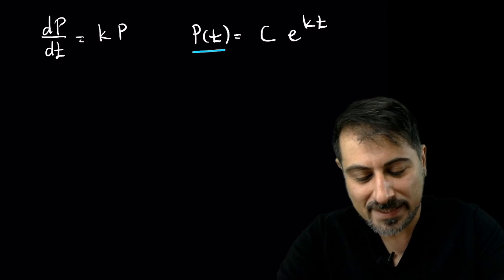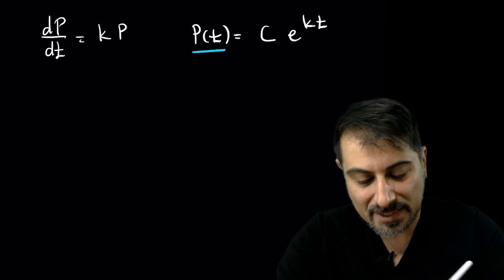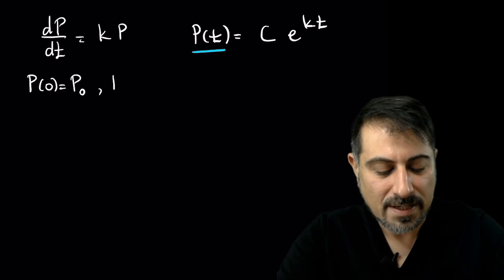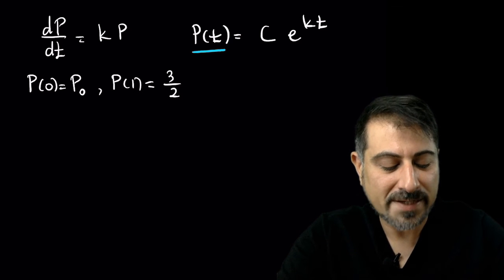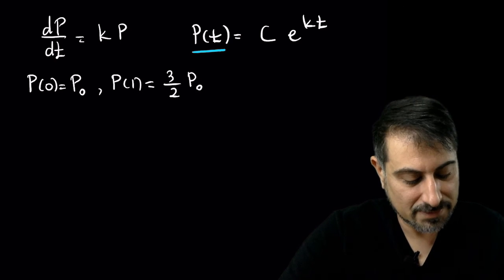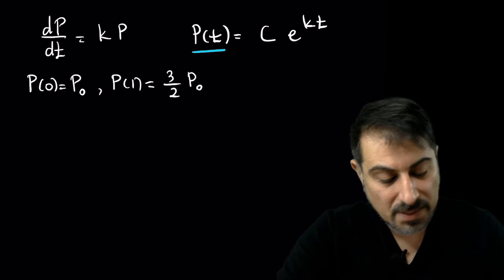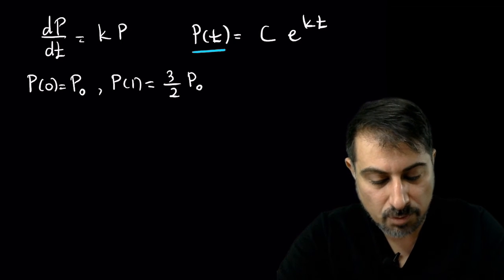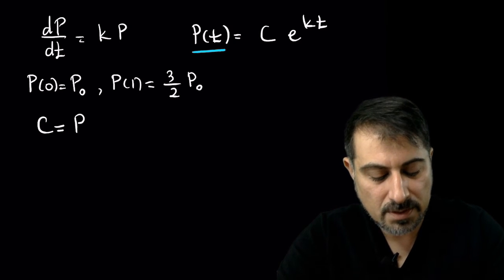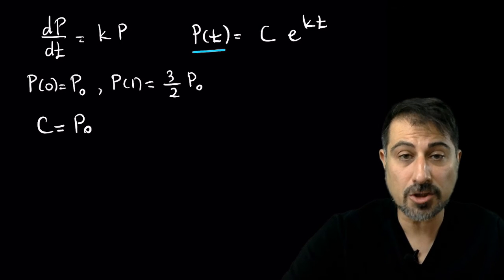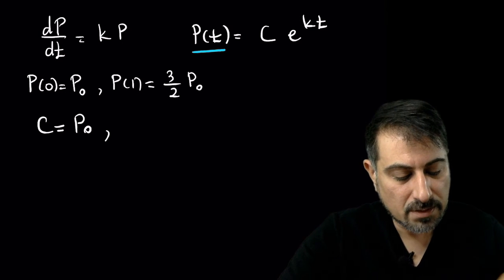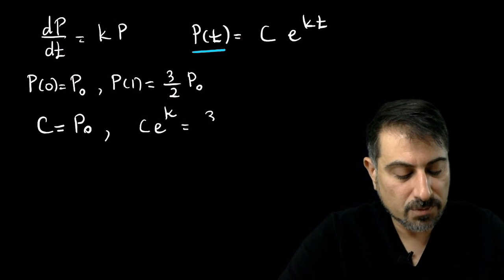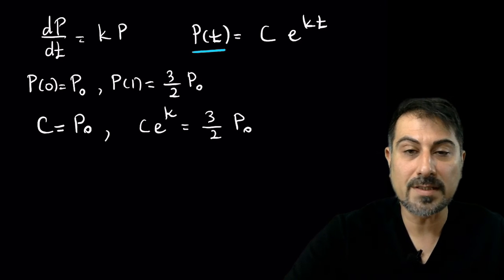So let's use the conditions coming from the first statement. p of 0 is equal to p sub 0, and p of 1 is 3/2 of p sub 0. Let's use these two conditions. p at 0 means you have c times e to the k times 0, which is c, equals p sub 0. So in fact, c is the initial population. We also have p of 1, which is c times e to the k, and that is equal to 3/2 of p sub 0.